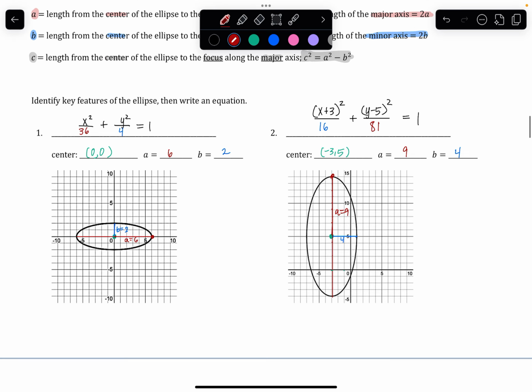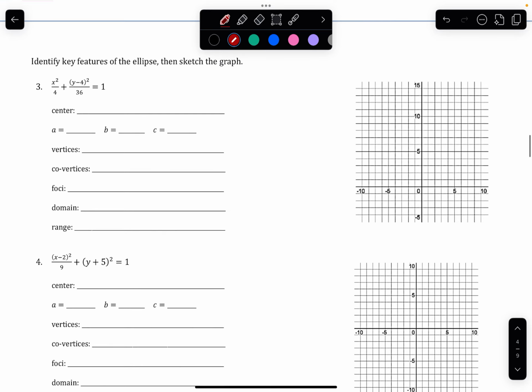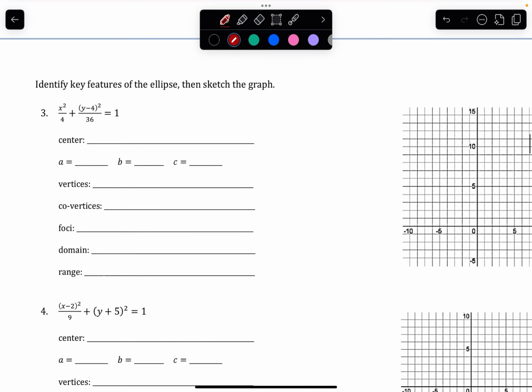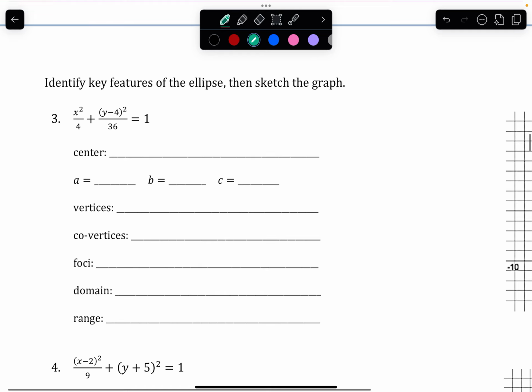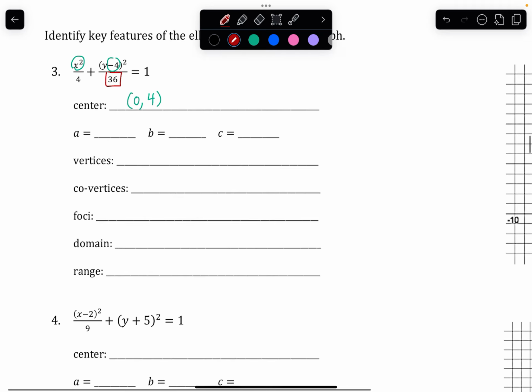Okay, in these next examples, we are going to be given the equation, and now we have to create the graph. So I like to start with the center. And so here there's nothing with x, and so the x coordinate is 0. The y coordinate is +4. And then A is always going to be the larger value, and so there is a 36 and a 4. So our A value is going to be the square root of 36, which is 6. And then our B value is going to be the square root of 4, which is 2.